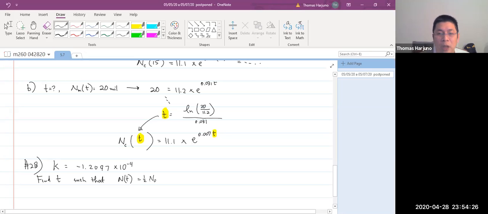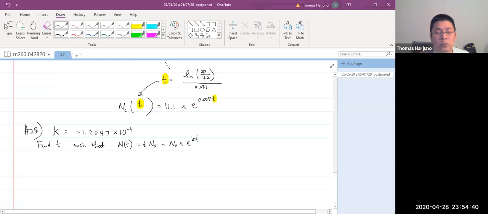Now, we also know that the formula for N of t is the original amount times e to the kt. So divide by N naught, we get 1/2 equals e to the kt, the natural log of 1/2 equals kt. Therefore, t equals the natural log of 1/2 over k. That's the half-time.